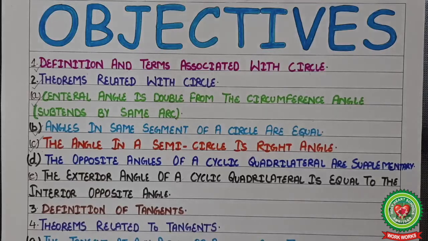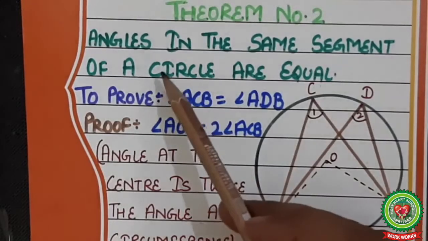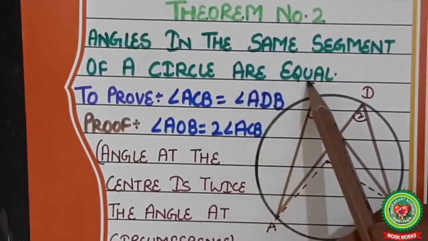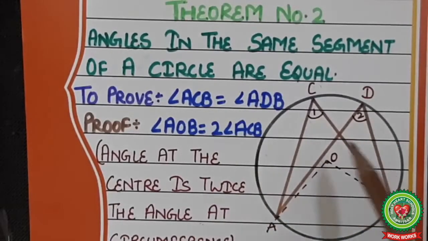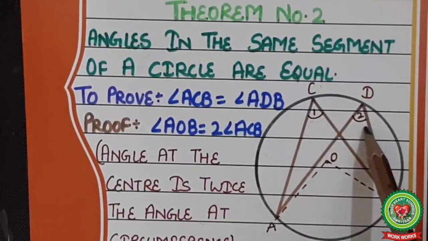of these both theorems. Students, let's start with theorem number 2, which states that angles in the same segment of a circle are equal. It means we have to prove that angle ACB is equal to angle ADB, or we can say that we have to prove that angle 1 is equal to angle 2.